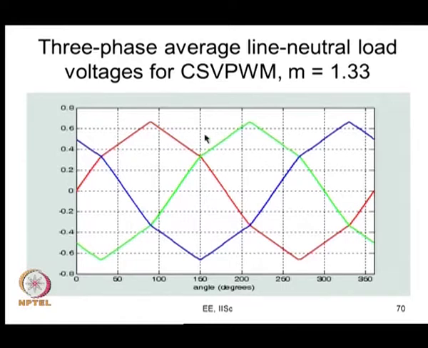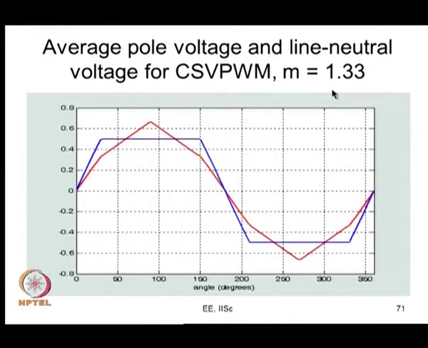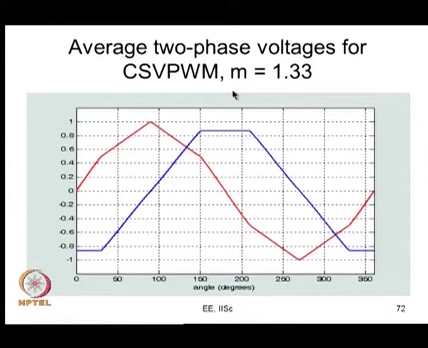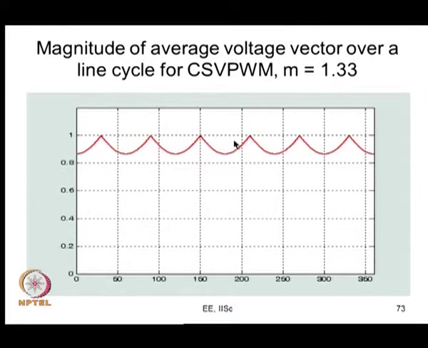So, the two components of the average voltage vector in the stationary reference frame, this is V alpha average and this is V beta average at 1.33. So, this is VR average and this is VRN average, to emphasize the point. So, very similar to what it was at m is equal to 2 with sine triangle PWM. So, now what I am going to do, look at the voltage vectors, they vary like this over every sector.